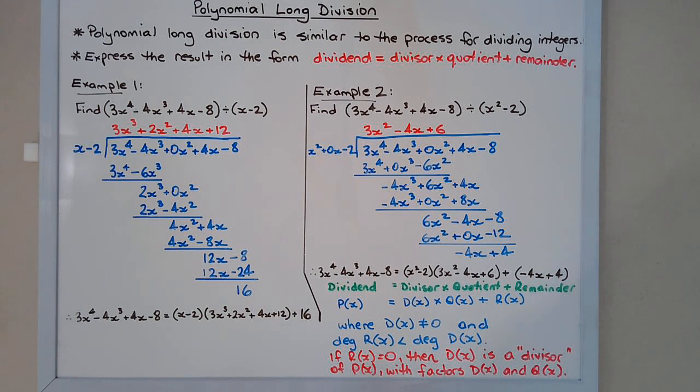Now, just like with the example involving integers, if the remainder is 0 or the 0 polynomial, then we can say that D(x), the divisor, is a divisor of P(x). That means it divides it evenly, leaving a remainder of 0. And D(x) and Q(x) are called factors of P(x). It's just like with integers: if 20 divided by 4 equals 5 with a remainder of 0, then 4 and 5 are considered factors of 20, since the remainder is 0.